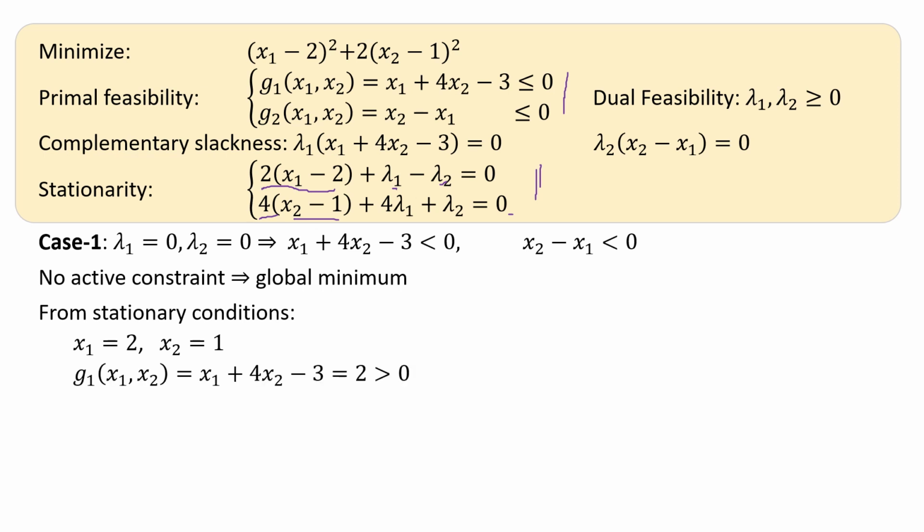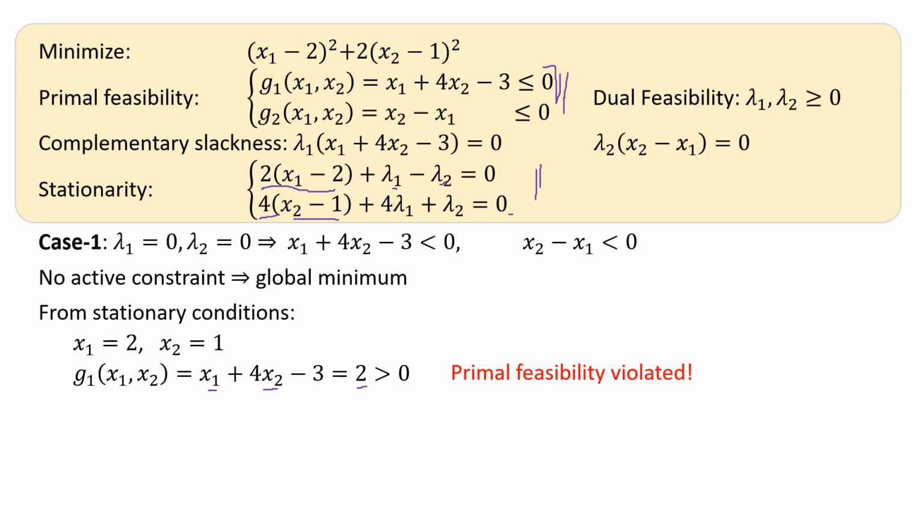Unfortunately, G1(x1, x2), if you replace the values of x1 and x2 with 2 and 1, we get 2, which is greater than 0. So G1, the first inequality constraint, is being violated. We have to discard this case.